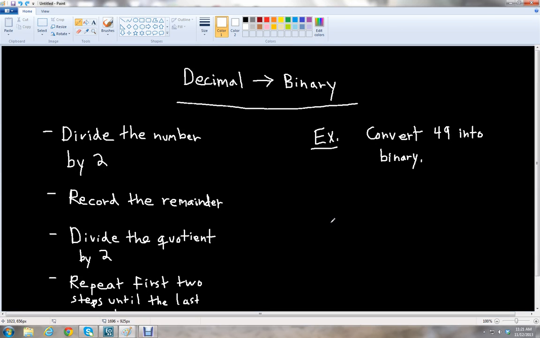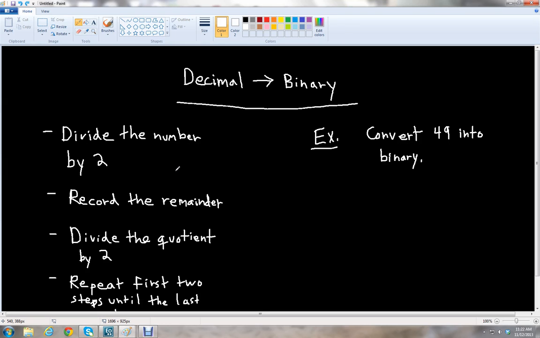Okay, so we're going to do the reverse process now. This is from decimal to binary. This process is a little more challenging, but it does require a few rules to follow, which is kind of more of a repetitive process, so you have to repeat a few times.